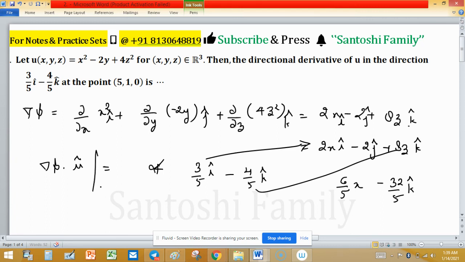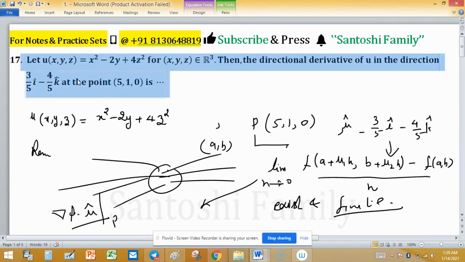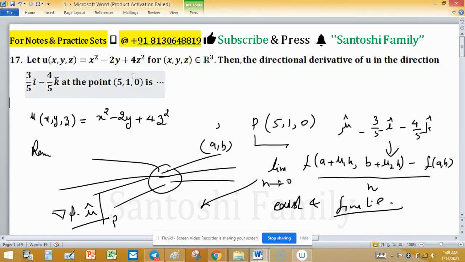Now put the point (5, 1, 0). It means the value of the x coordinate is 5. So 6 upon 5 into 5, and the z coordinate is 0, so this term will go to 0. So 6 times 5 is 30 upon 5. So the answer is 6. So the directional derivative of u in the direction of this unit vector at this point is 6.